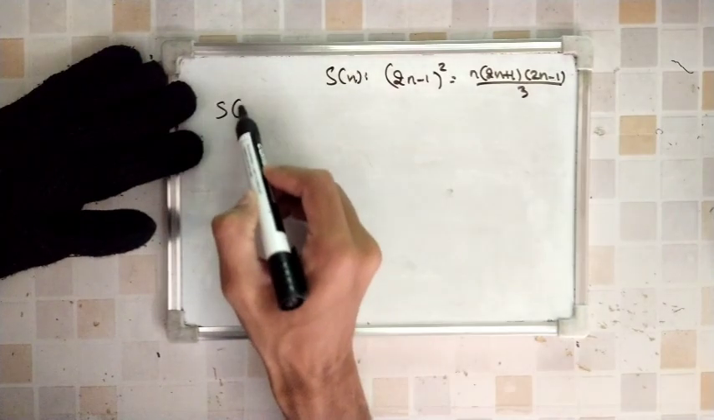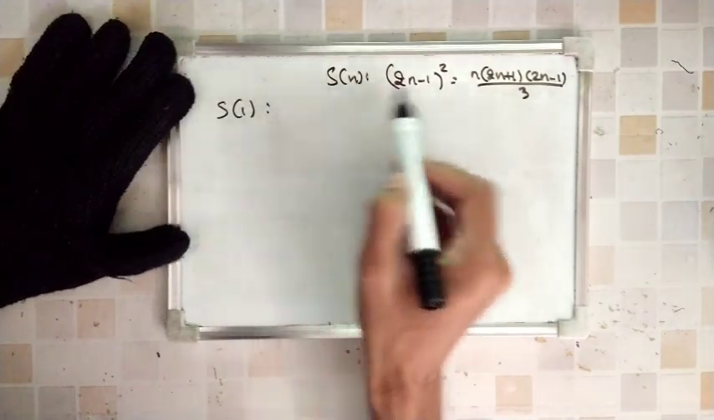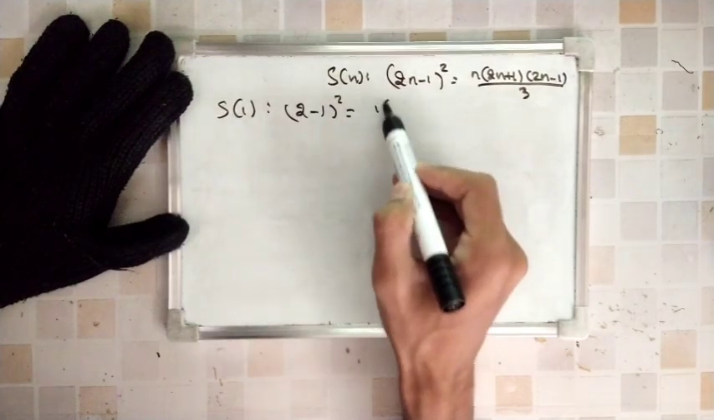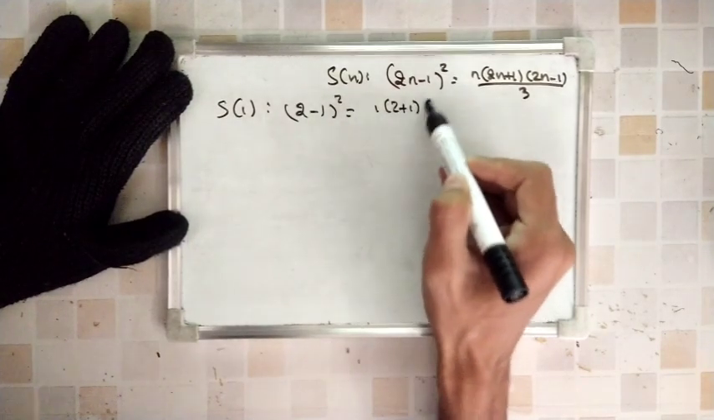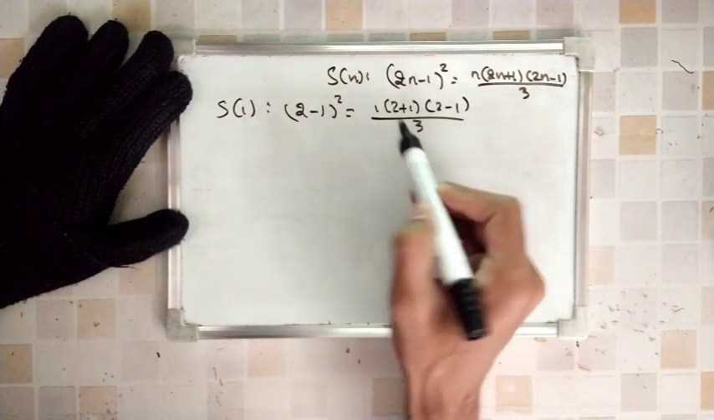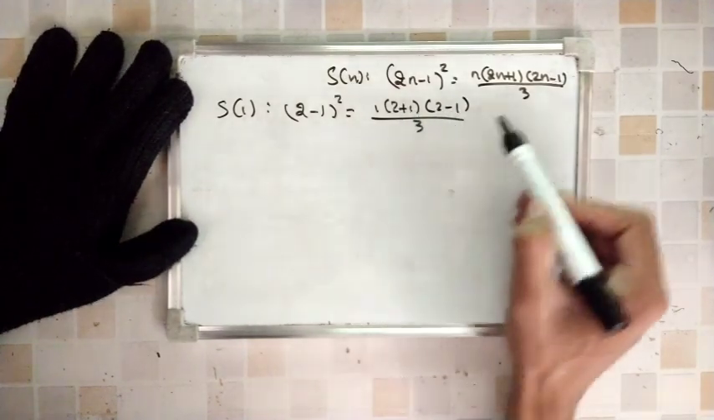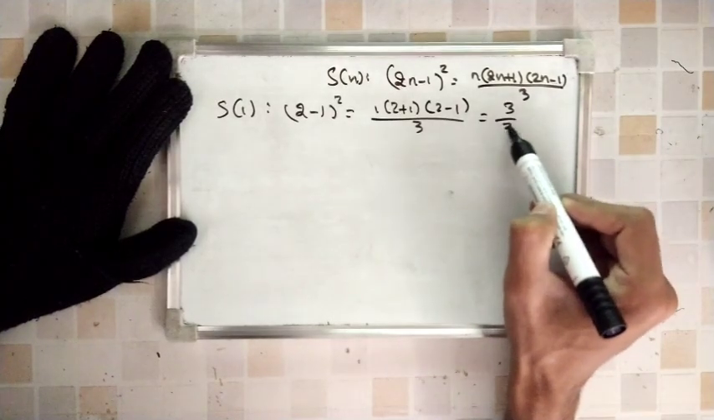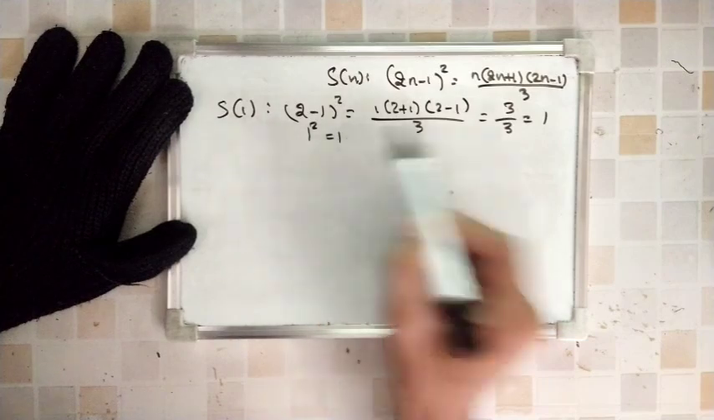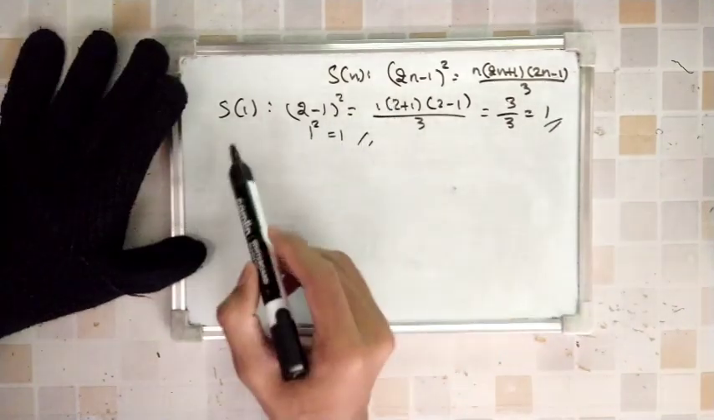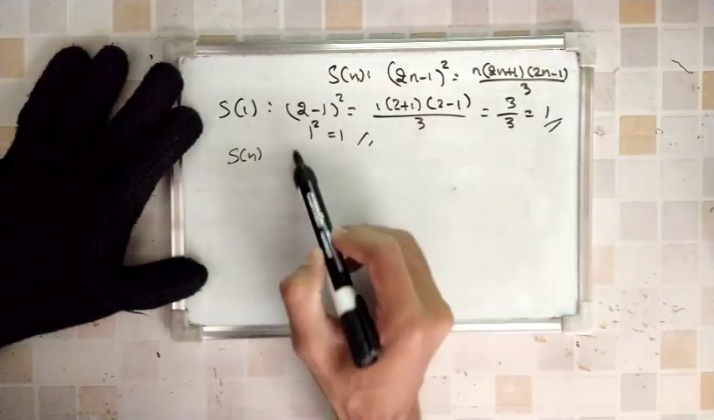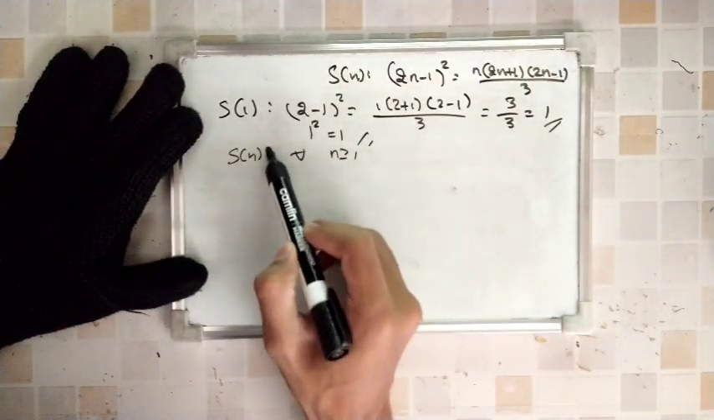So I will take S of 1 now. What is S of 1? 2 into 1 minus 1 whole square is equal to 1 into 2 plus 1 into 2 minus 1 whole by 3. 2 minus 1 is nothing but 1, which is equal to 3 by 3, which is equal to 1. 2 minus 1 is 1, 1 square is equal to 1. So 1 is equal to 1. Therefore I can say that S of n is true for all n greater than or equal to 1.